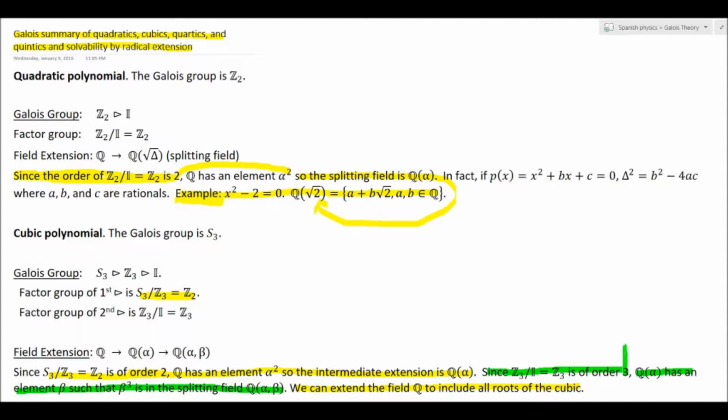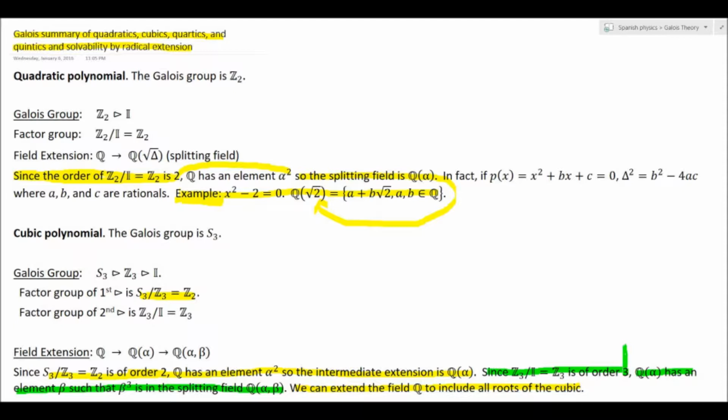For the cubic polynomial, the Galois group is S3. It has the following structure. Subgroup Z3, subgroup 1. Let's look at the ratio of S3 to Z3. If you work out the algebra of that, that's Z2, it's order 2. And so immediately that tells me something about the field extension. It's of order 2, so there's some element, just like in the quadratic, some element alpha squared, so that alpha is part of the field extension. So if alpha squared is 2, then alpha would be the square root of 2, and you need to add that extension to have that root.